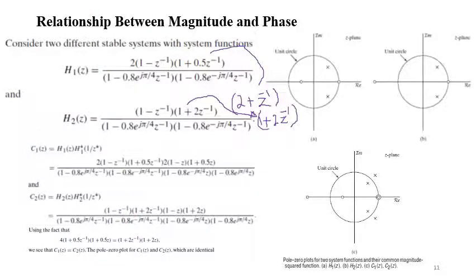So the only difference is the location of the 0. If we look at this term, because 2 is multiplied here, we can write it as 2 plus Z inverse, and for this case we have 1 plus 2 Z inverse. But in case of the frequency response, 1 plus 2 Z inverse and 2 plus Z inverse have the same frequency response, but the phase functions for these two frequency responses are quite different.